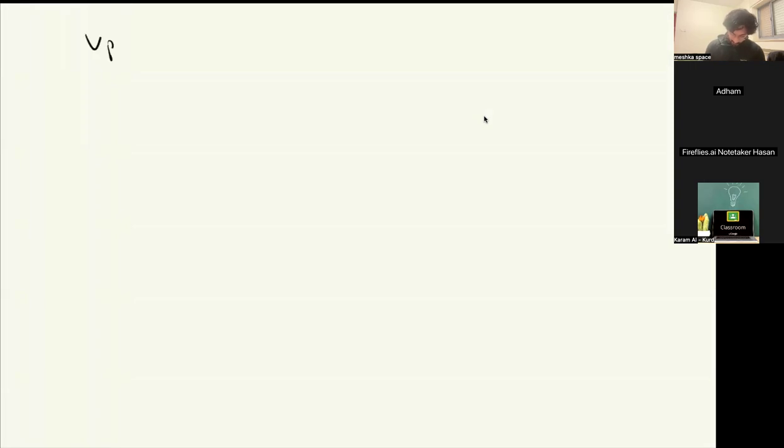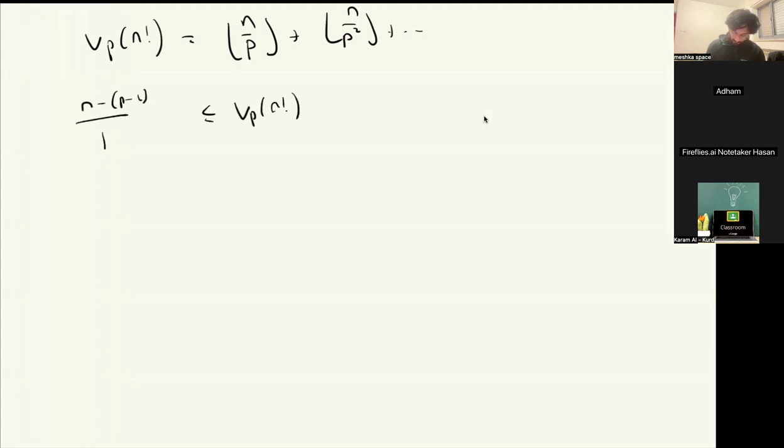We're talking about v_p of n factorial, and we know it's equal to n over p floored plus n over p squared floored, and so on. There are some bounds that we get. One of them, for example, is that v_p of n factorial is at least n minus p minus 1 over p, if you just consider this term. But there's an upper bound, which is n over p plus n over p squared plus all the way, where I just ignore the floors.